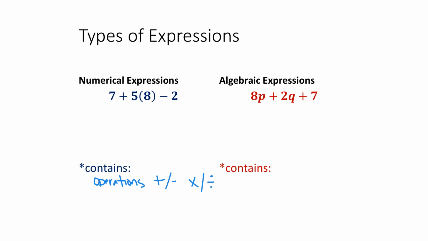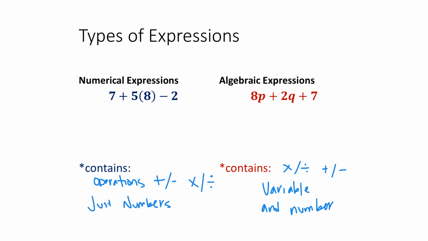And so over here we have the same thing. So we have multiplication, division, addition, and subtraction. Now, the other thing that's contained in a numerical expression is just numbers. So when you look at a numerical expression, the whole idea of it being a numerical expression is that it's just numbers. But with algebraic expressions, the difference is that we have variables and combinations of numbers or whatever we want. So as long as there is just one variable there, it constitutes an algebraic expression.